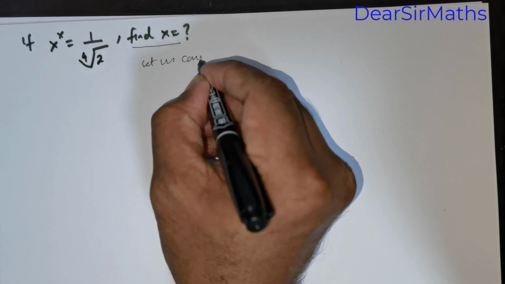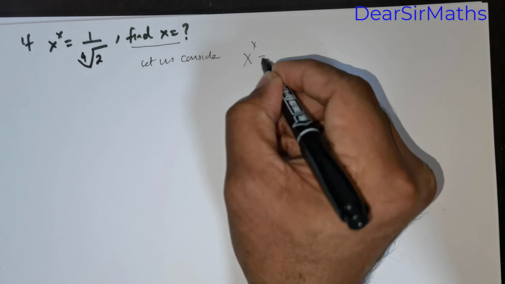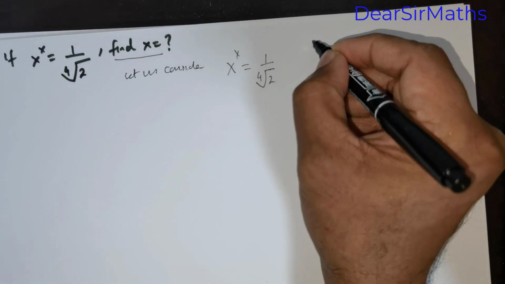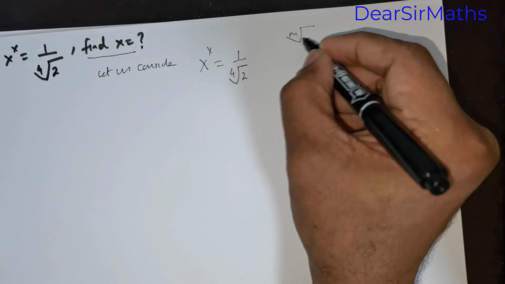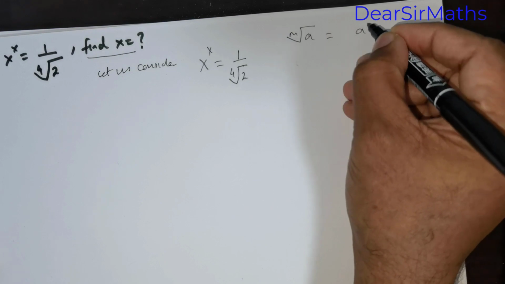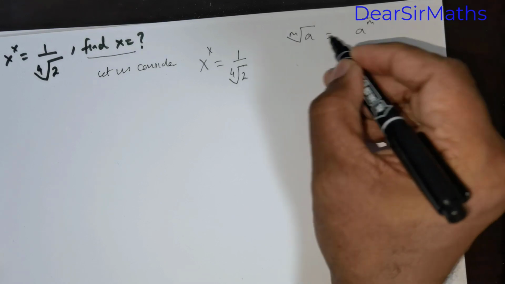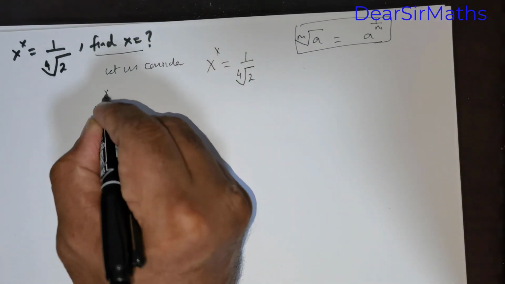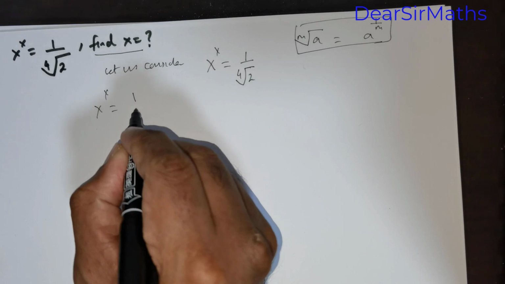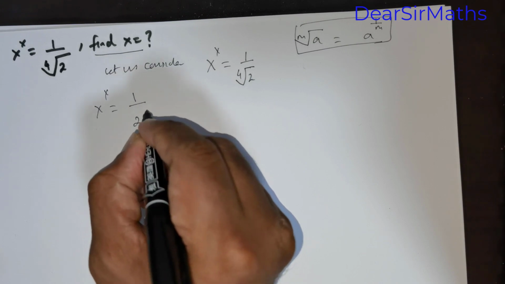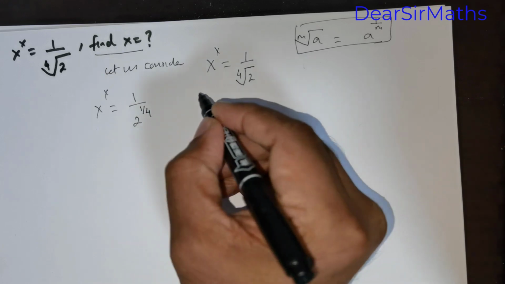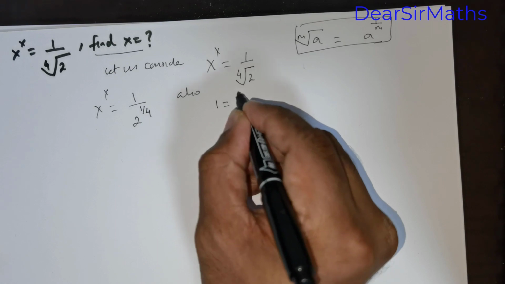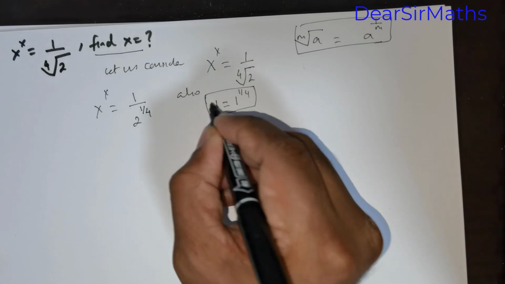Let us consider x raised to the power of x is equal to 1 over 4th root of 2. Now there is a formula. What is the formula? If you have something like this, mth root of a, I can rewrite this as a raised to the power of 1 over m. Now by this formula, I can rewrite this x raised to the power of x to be 1 over 2 raised to the power of 1 over 4. Now we can also rewrite 1 to be 1 raised to the power of 1 over 4.